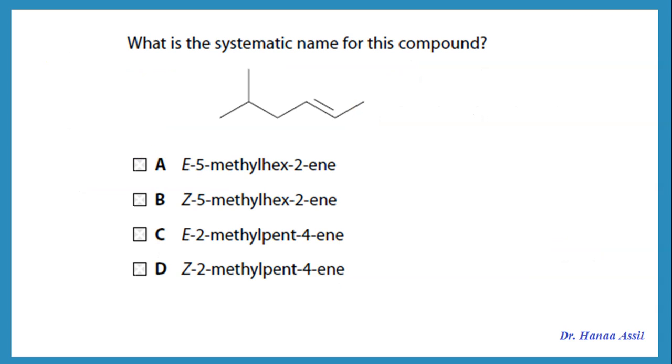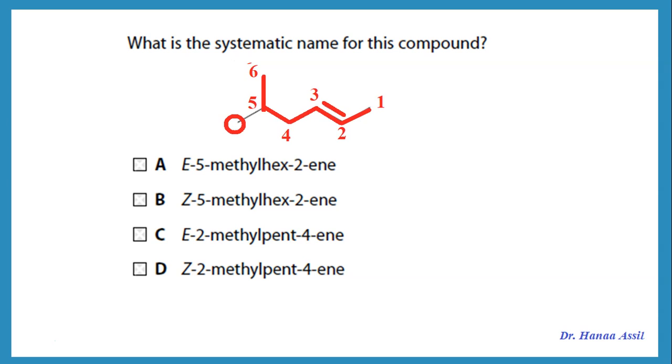Again, if we're required to say what is the systematic name for this compound, remember we said we're going to choose the longest chain. This is the longest chain. And then we're going to start numbering from the side that is nearer to the functional group. So the functional group here is the double bond. So I need to start numbering from the side that will give the lower number for the group. So this is 6 carbons. It's a hex, and it's a hex-2-ene.